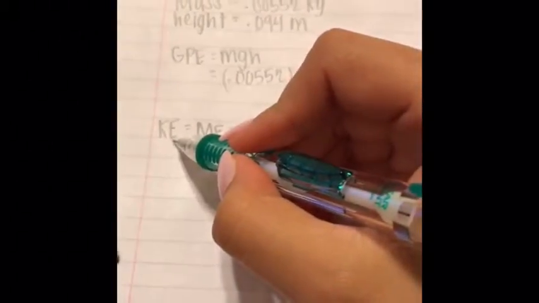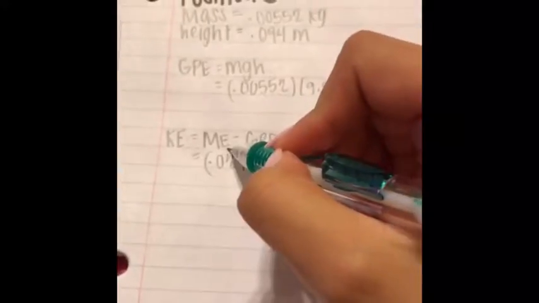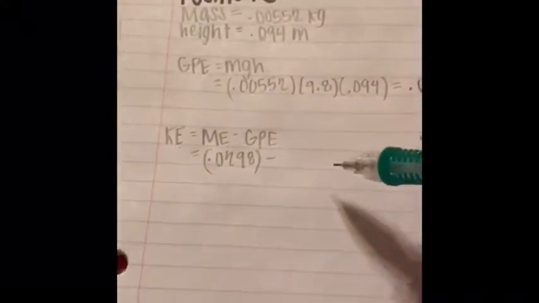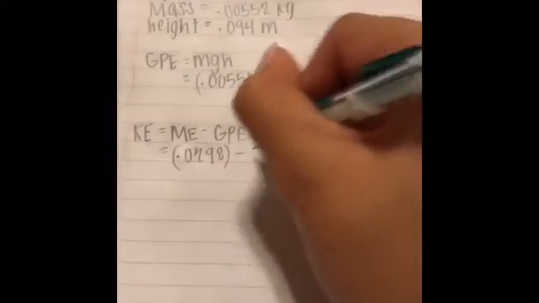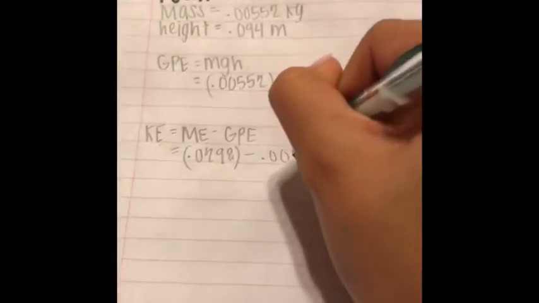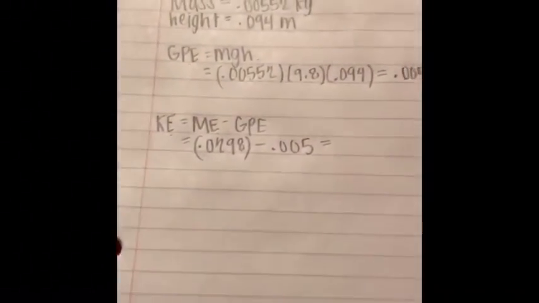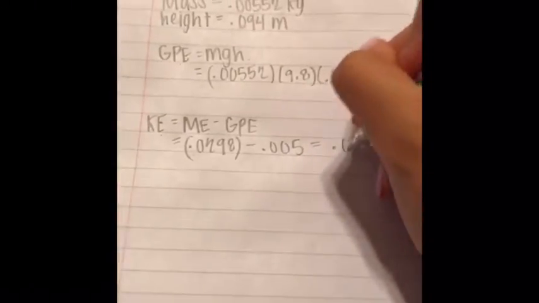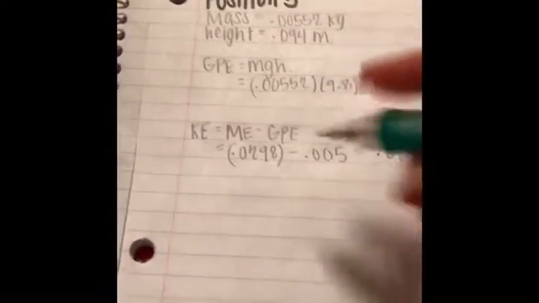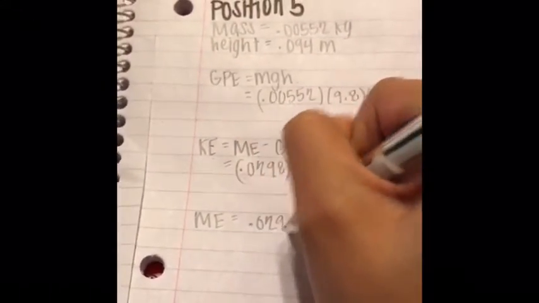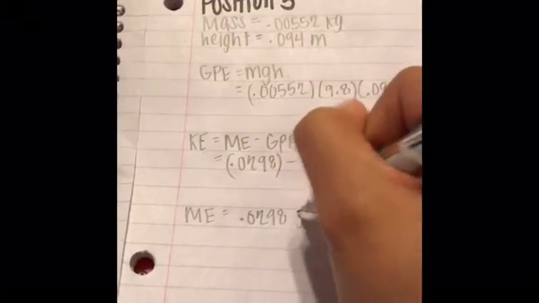0.0298 joules. To find the kinetic energy, you would use this equation. The kinetic energy equals mechanical energy minus gravitational potential energy. So you would do the mechanical energy minus the 0.005, and you would get 0.0248 joules. And then we have the mechanical energy, which is constant throughout every position, which is that.